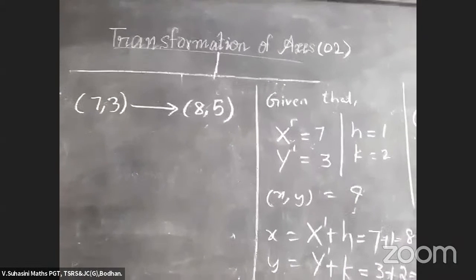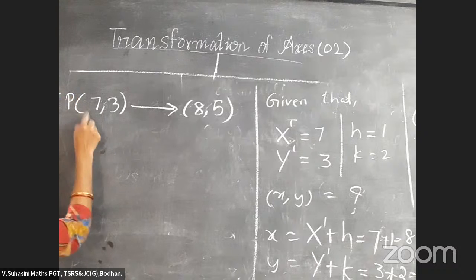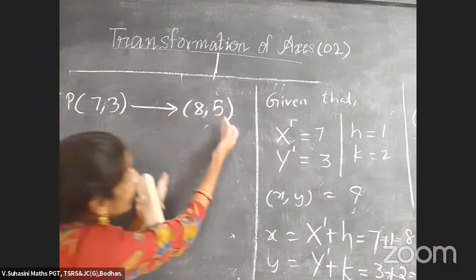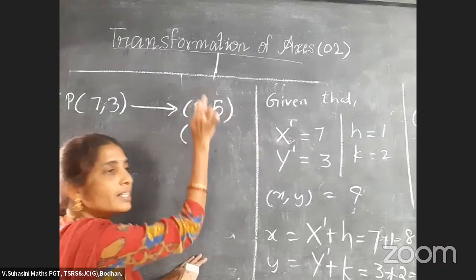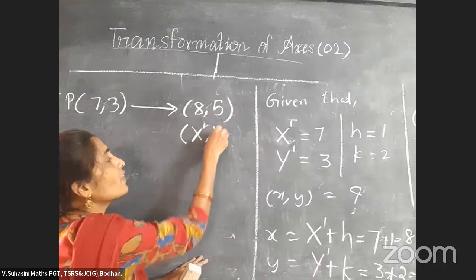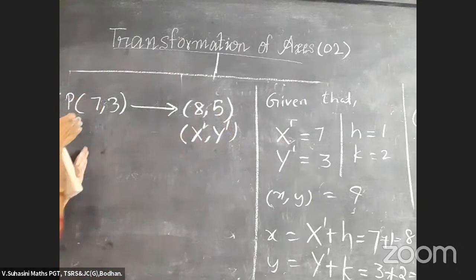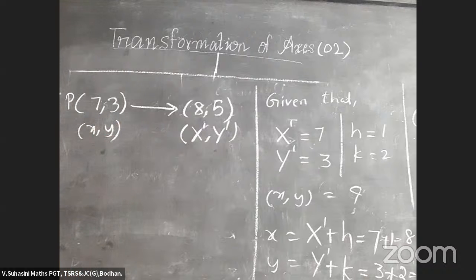The point P (7, 3) changes to (8, 5) when the origin is shifted from (0, 0) to some point (h, k). These are the different terminologies we will come across: the coordinates of the point with reference to the older system, or the original coordinates of the point.